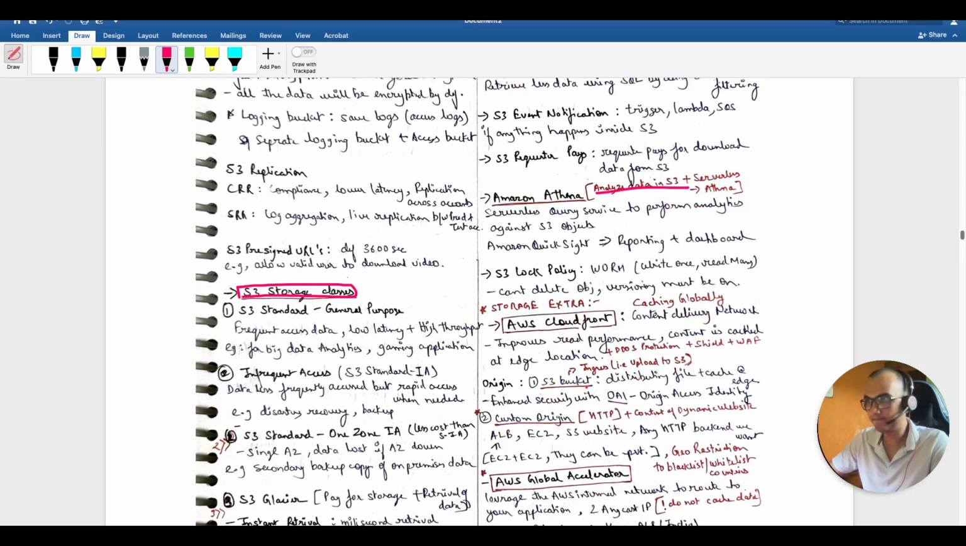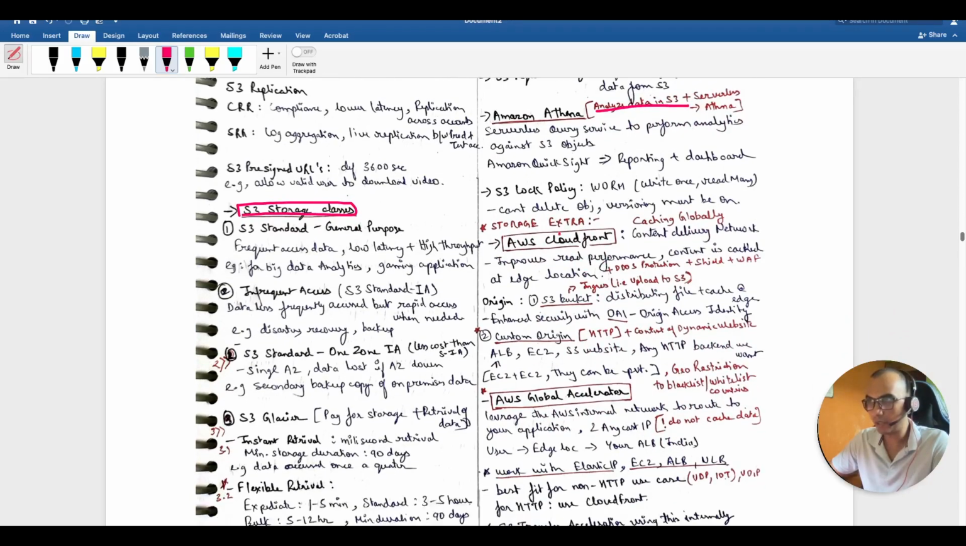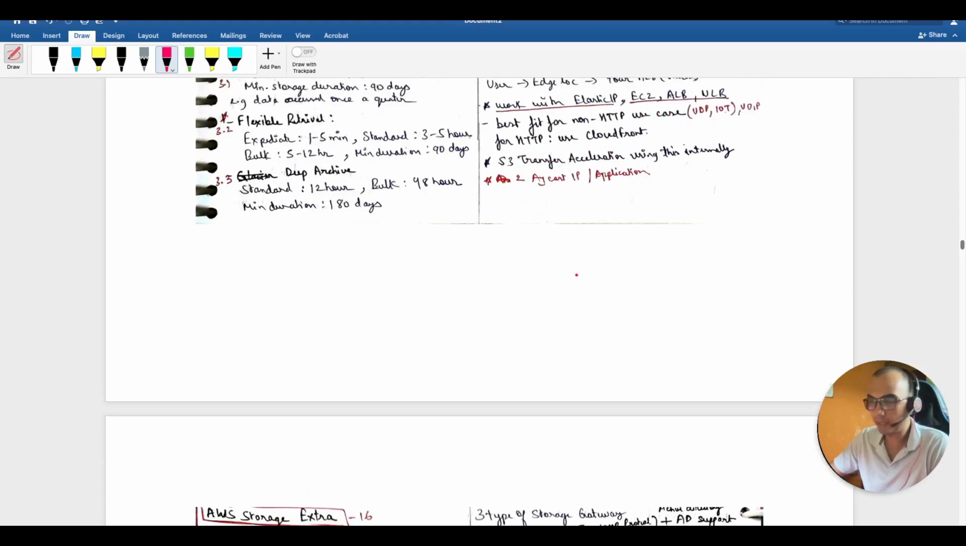Okay, then we have CloudFront and Global Accelerator. What CloudFront does is that we have some edge locations, and with the help of those edge locations, our data is cached inside them. So if our server is in India and our customer is in the US, using those edge locations in the US, we have an internal AWS network that we can take help from.